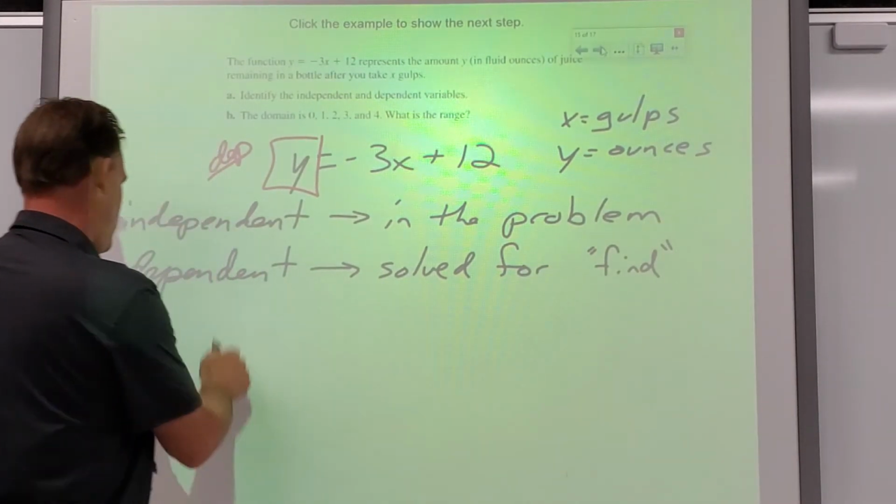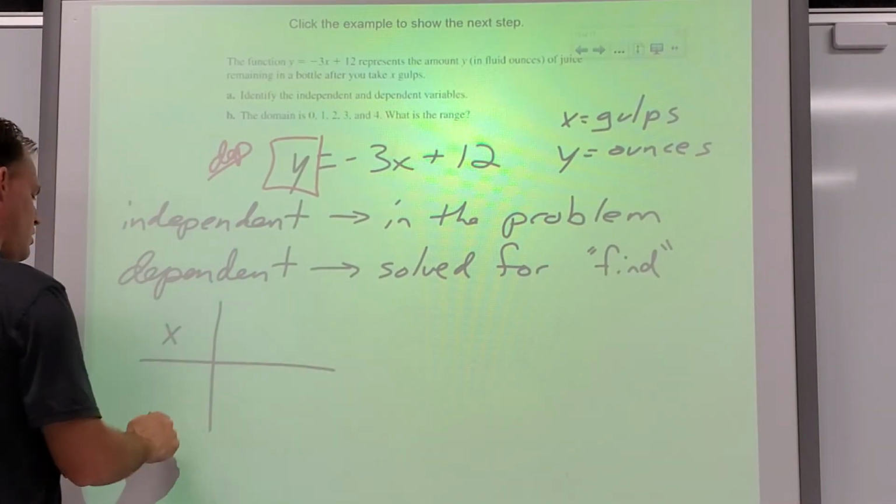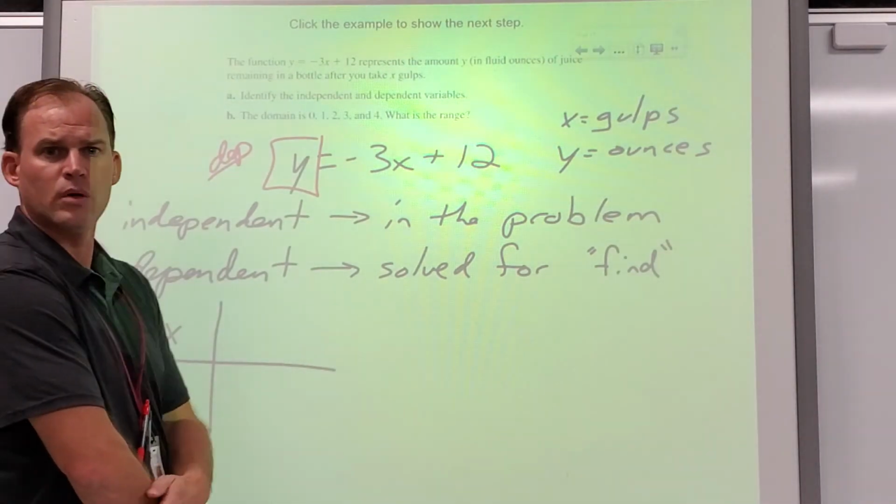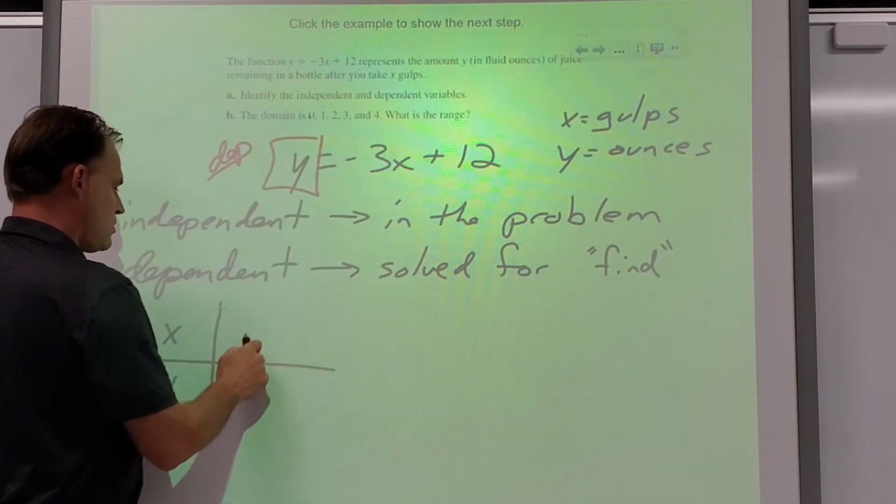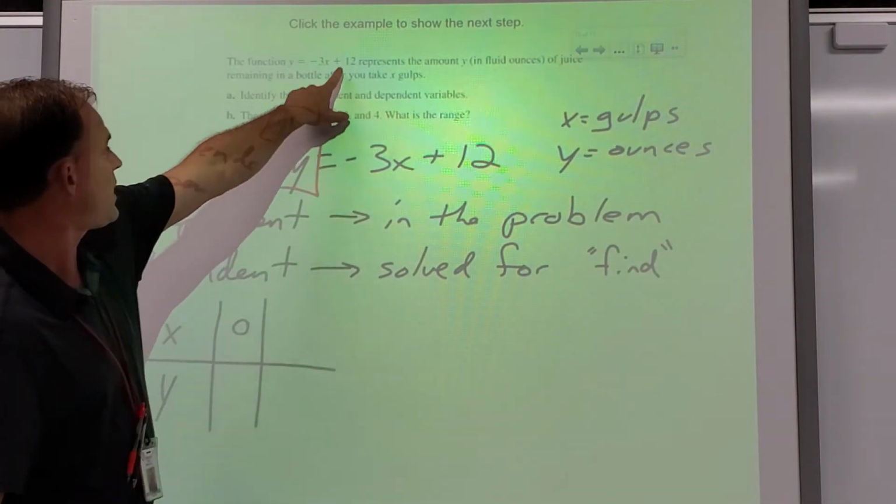So you can do it however you want. I'm going to make a chart. That's what I'm going to do, okay? Domain is 0, so if I plug in 0, here's my equation.